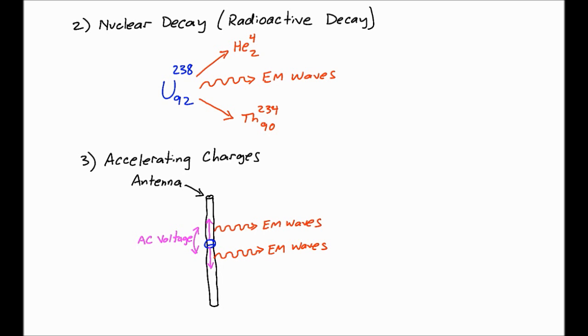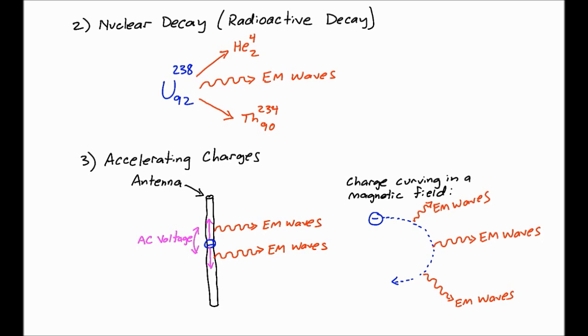The other way to accelerate is to make the charge curve. A common way to do this is to have the charge moving through a magnetic field. As it curves, it gives off electromagnetic waves. Okay, so that's basically where electromagnetic waves come from.